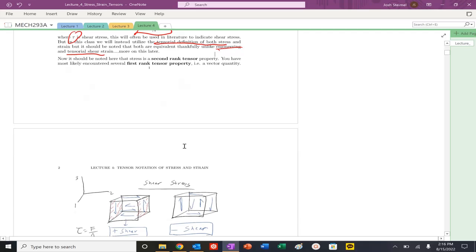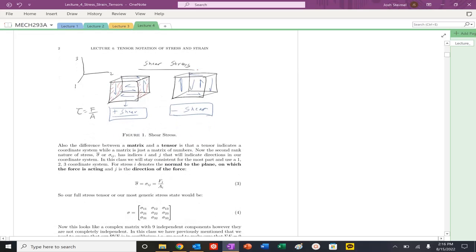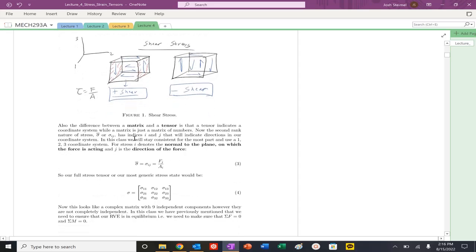So, again, stress is a second-rank tensor property, and first-rank tensor properties are vectors. We've seen those before. This is what we were talking about previously for shear, but we'll approach it in the context of this tensor. What's the difference between a matrix and a tensor? A tensor indicates a coordinate system and directionality. A matrix is just a matrix of numbers. So we're going to define tensors like this or like this.